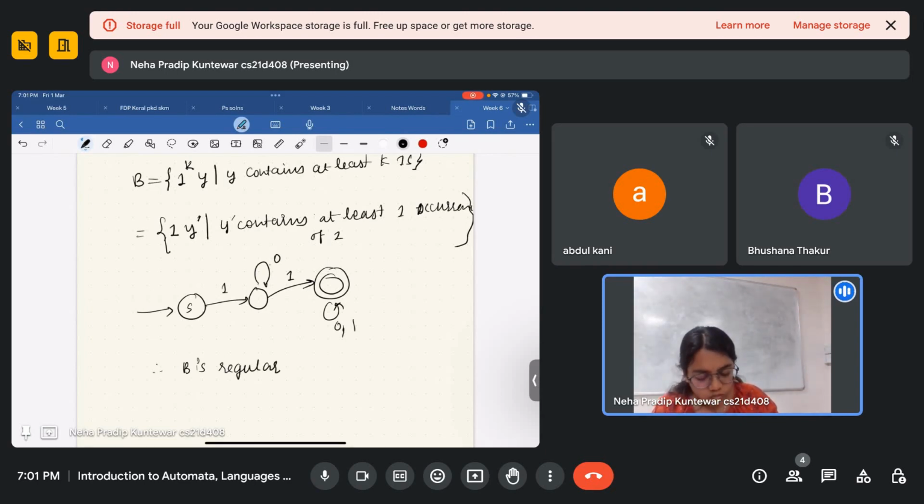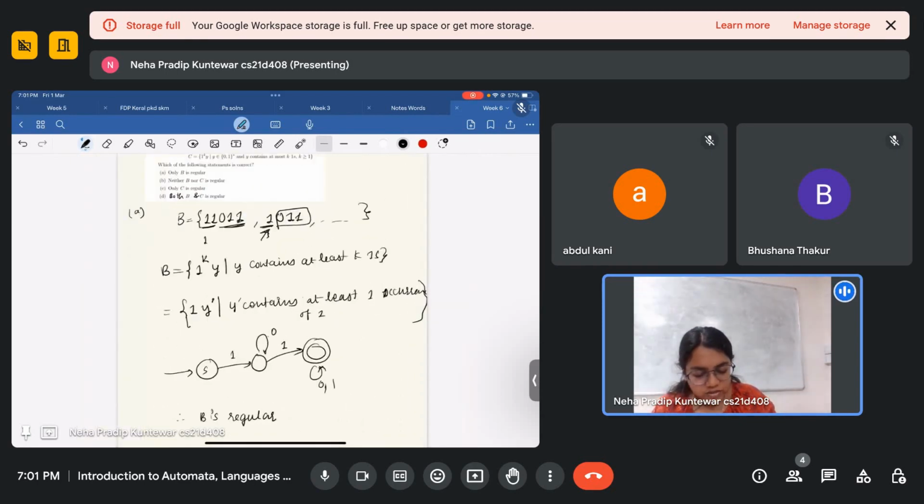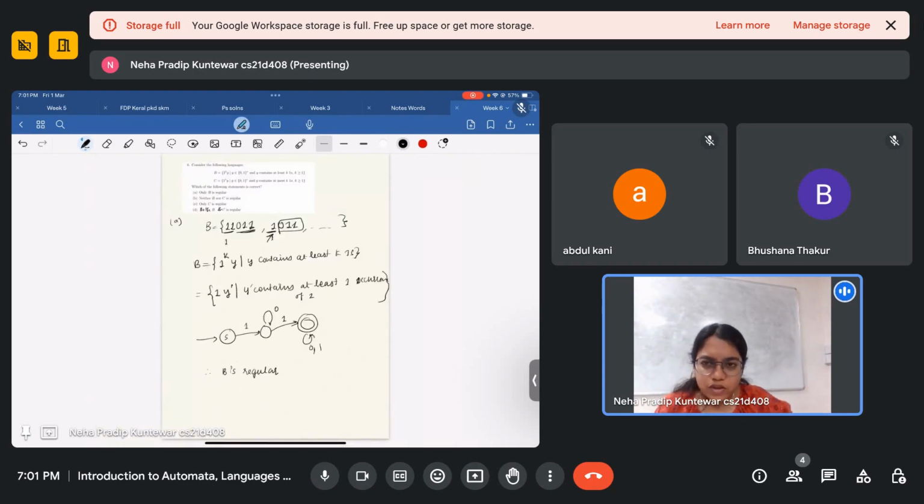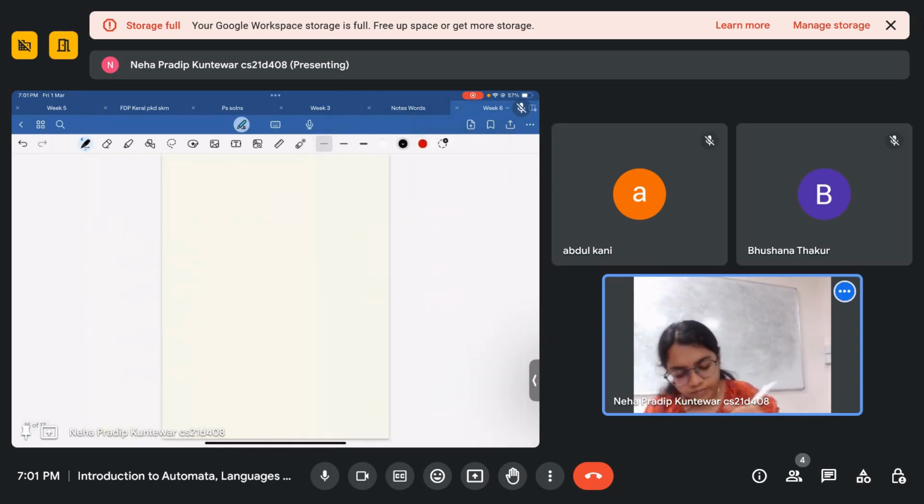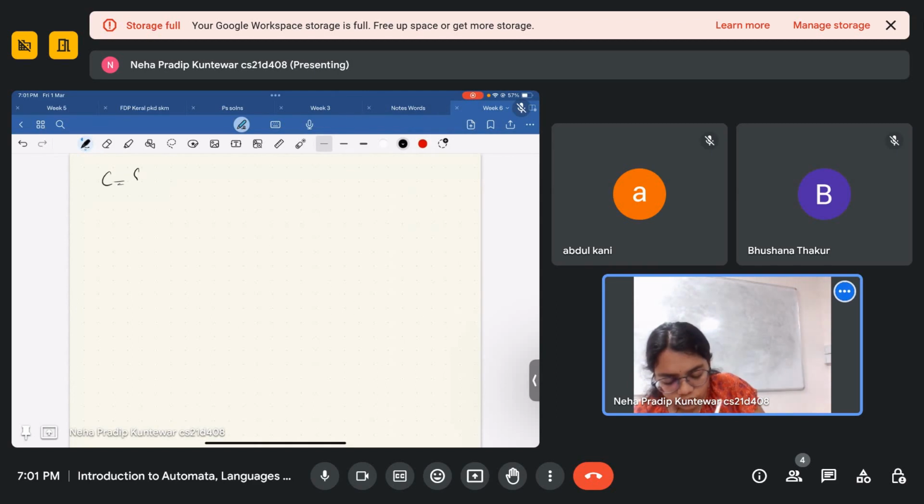Okay, now C. Let's look at the language C. C looks very similar to B, just that there is a flip in the inequality. But why is it that B is regular while C is not? So let's see. C is the set of all 1 to the k y such that y has at most k many ones.